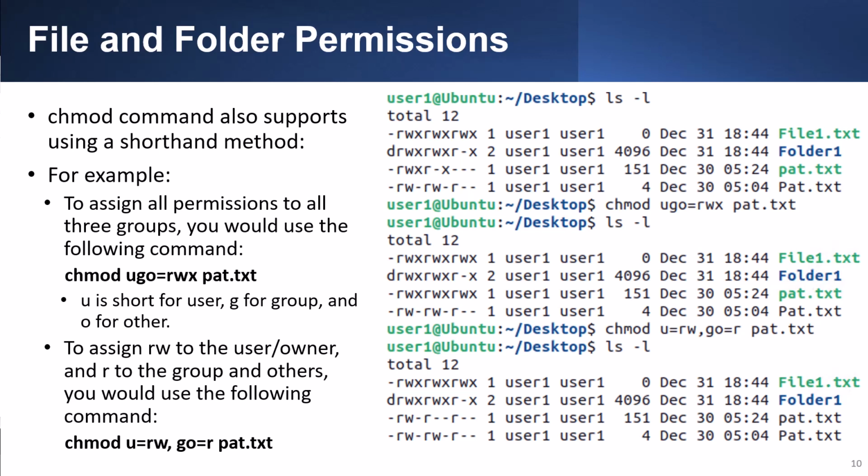The chmod command also supports using a shorthand method. For example, to assign all permissions to all 3 groups, you would use the following command: chmod ugo=rwx pat.txt. U is short for user, g is for group, and o is for other. To assign read-write to the user owner and read to the group and others, we would use the following command: chmod u=rw,go=r pat.txt.